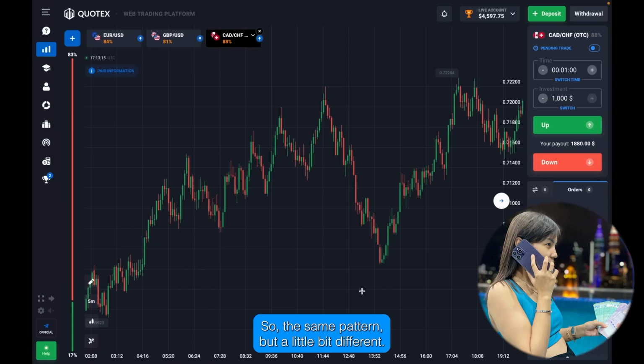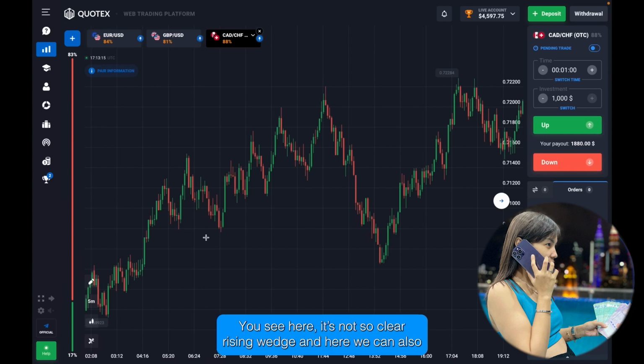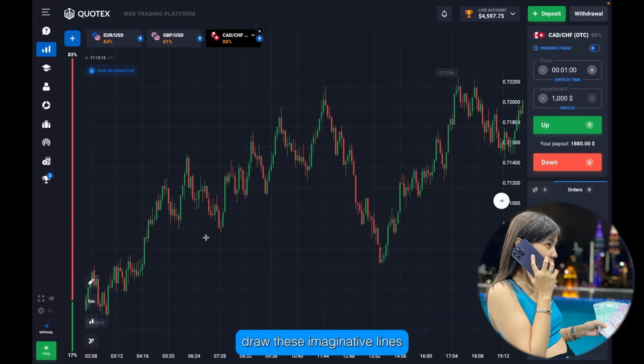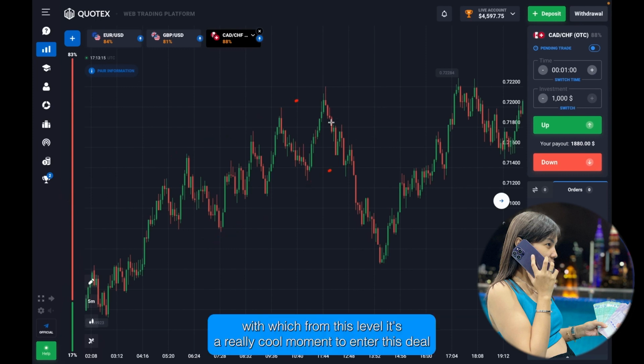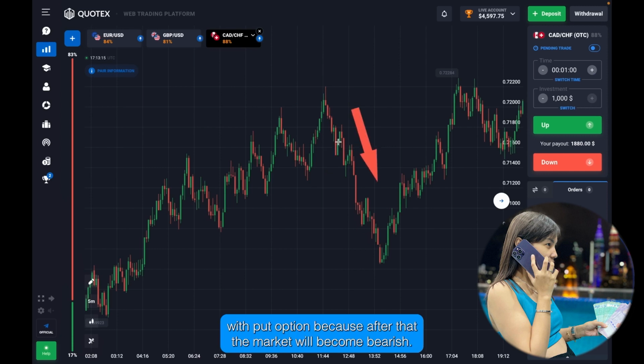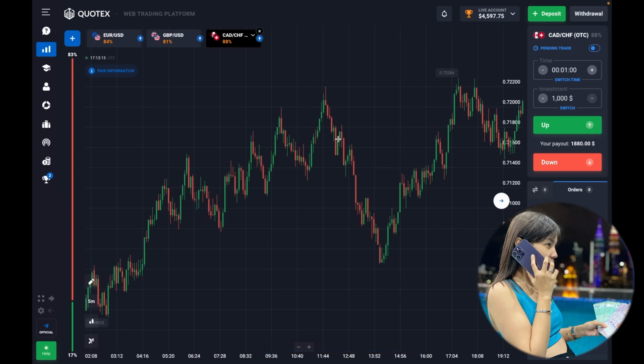And guys, the same pattern but a little bit different. You see here it's not so clear rising wedge, and here we can also draw these imaginary lines with which from this level it's a really cool moment to enter this deal with put option, because after that the market will become bearish. It's one of the patterns of reversal of the trend but in a down direction.